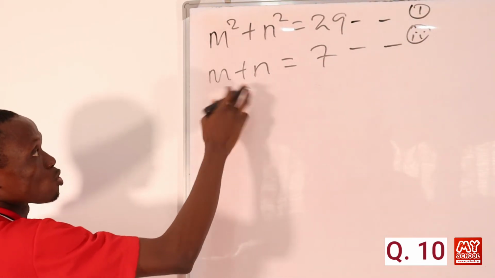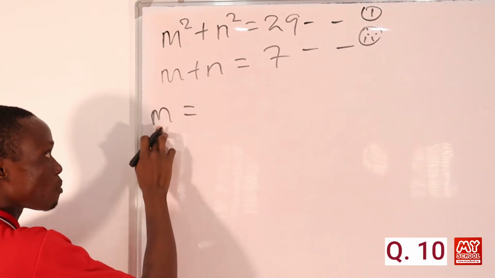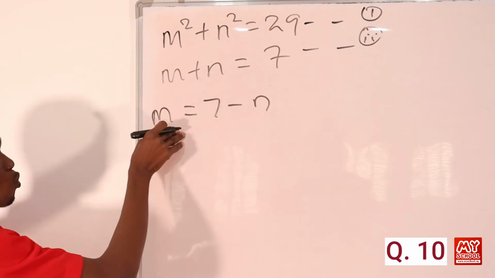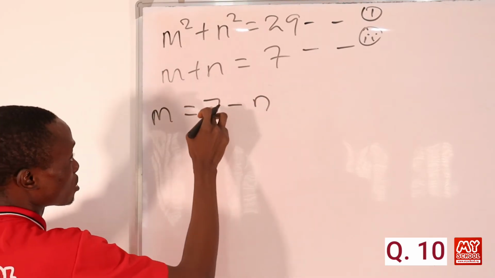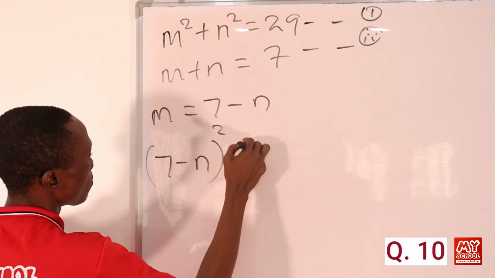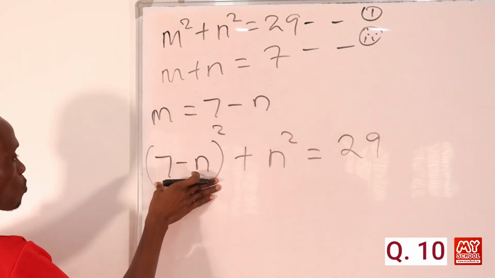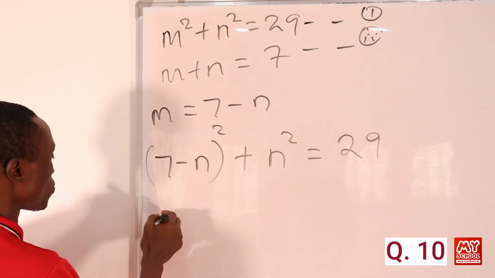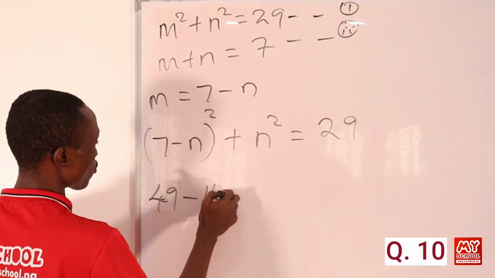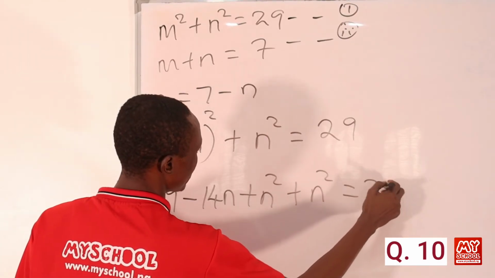So what we need to do here is just to make any of these the subject of formula. Okay, so here I decided to make m the subject of formula, so that m will now become 7 minus n. So we'll go back to equation 1. Anywhere we see m, we'll replace it with 7 minus n. Okay, so here I'll be having (7 minus n) squared in place of m squared, then plus n squared equals 29. Okay, so we expand it, so we open our bracket. If we open our bracket, we'll be having 49 minus 14n, then plus n squared equals 29.